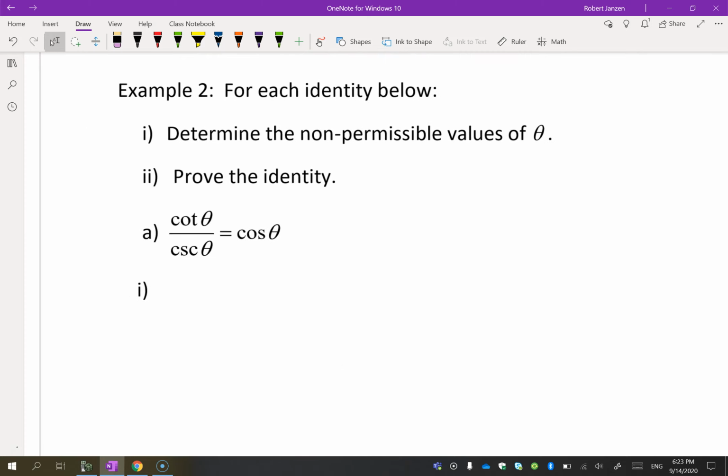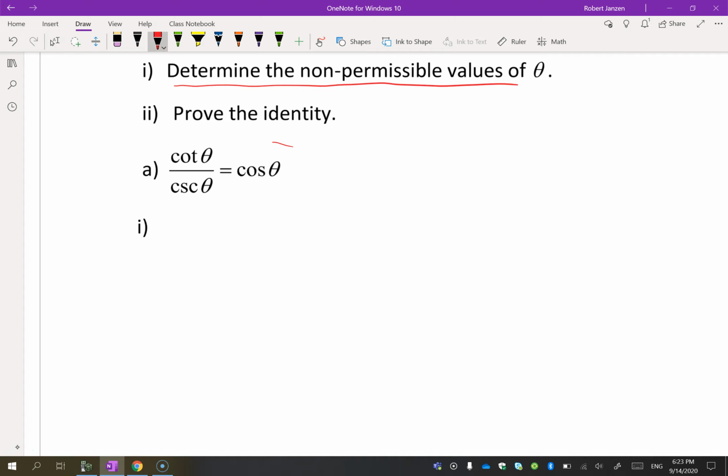All right, let's try this one. So mixed it up a little bit. This time our first part is to determine the non-permissible values of theta. So we're looking at this equation and saying, what can theta not be? Well, first of all, let's write cotan as cos over sine. You'll see why I'm doing that in a second. And then this is 1 over sine.